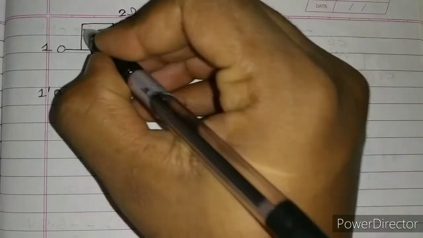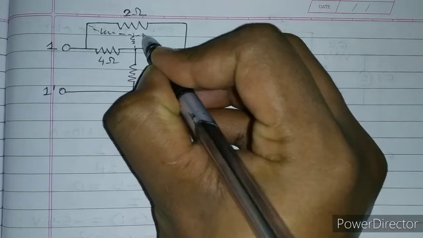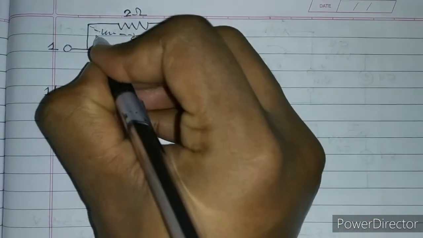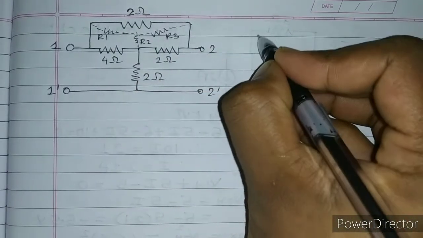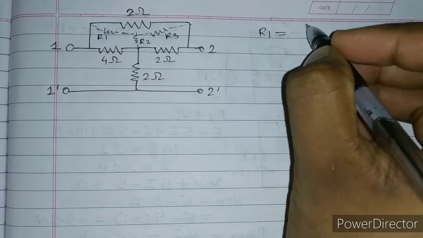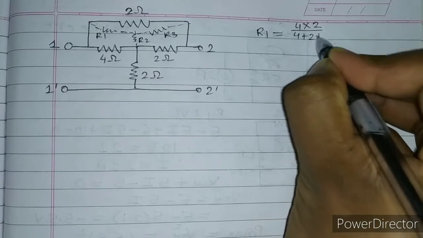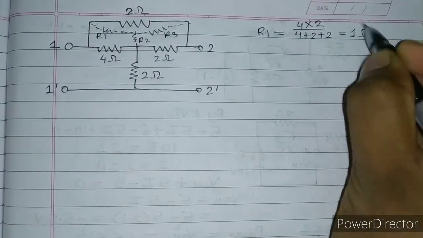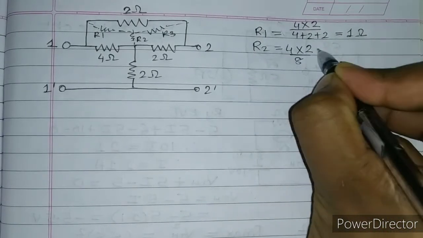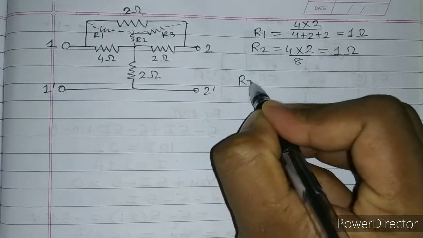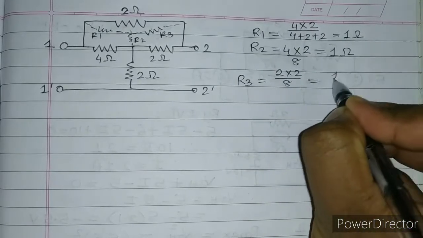First of all, we will convert the above delta into star by star delta transformation. So let's name this resistor as R1, this is R2 and this is R3. So now R1 is 4 into 2 divided by 4 plus 2 plus 2, which is equal to 1 ohm. R2 is equal to 4 into 2 divided by 8 is equal to 1 ohm. R3 is equal to 2 into 2 divided by 8, which is 1 by 2 ohms.